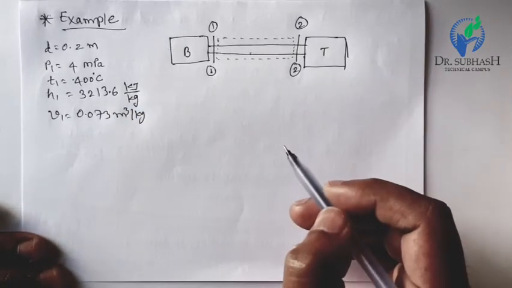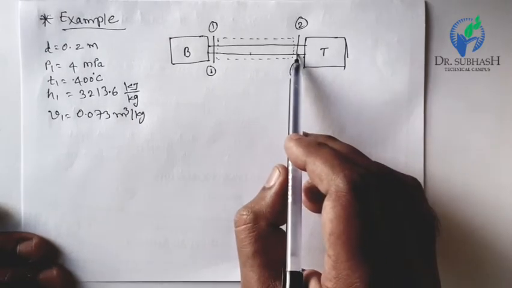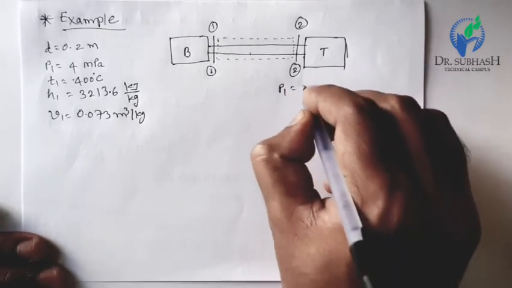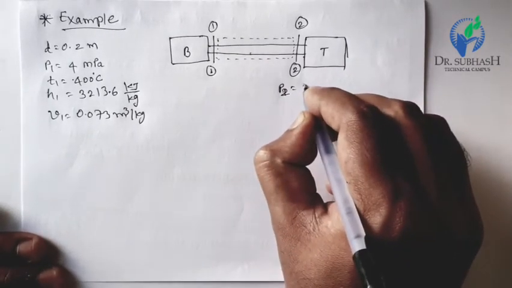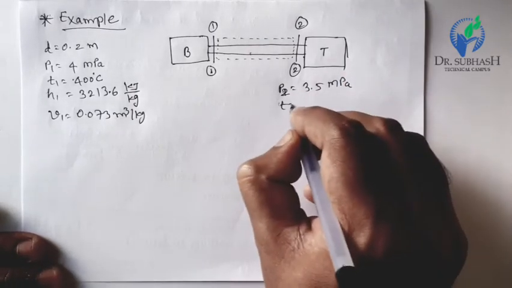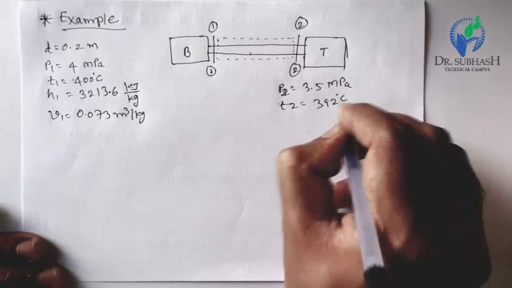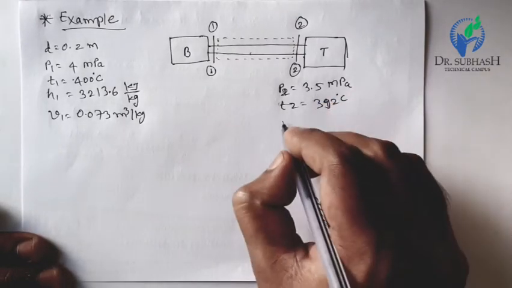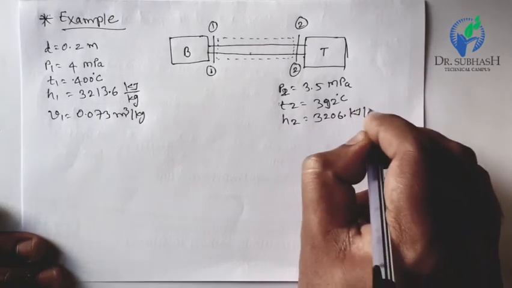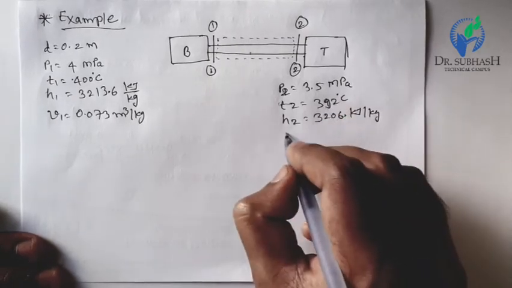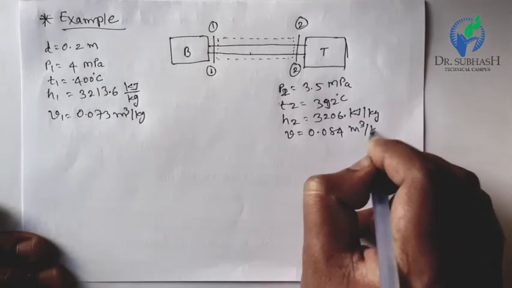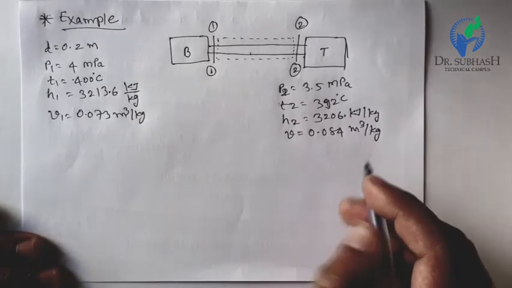At the turbine end, at the second section, the conditions are found to be: pressure P2 is 3.5 megapascal, temperature T2 is 392 degrees Celsius, enthalpy H2 is 3206 kilojoule per kg, and specific volume is 0.084 meter cube per kg. This is the data given at section 2.